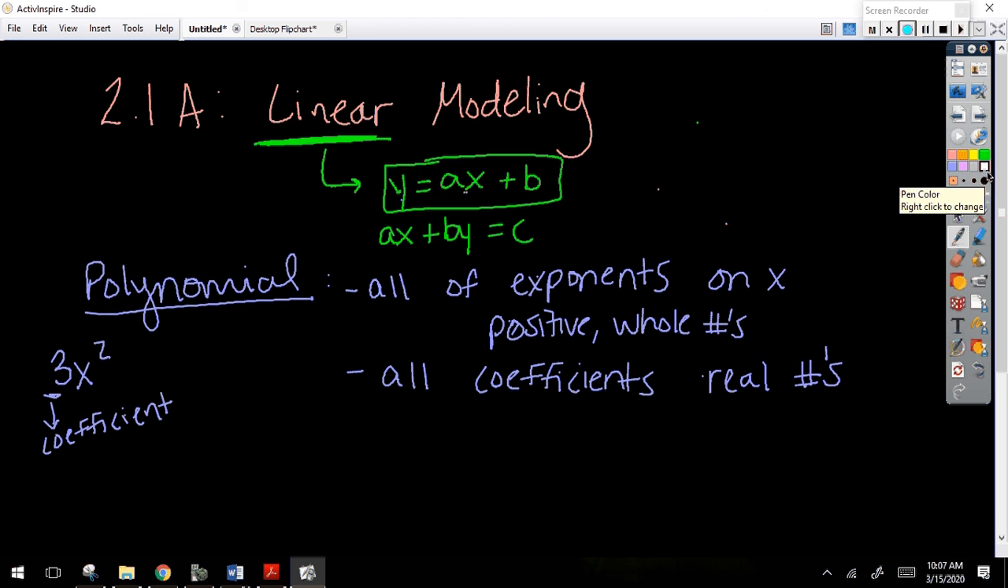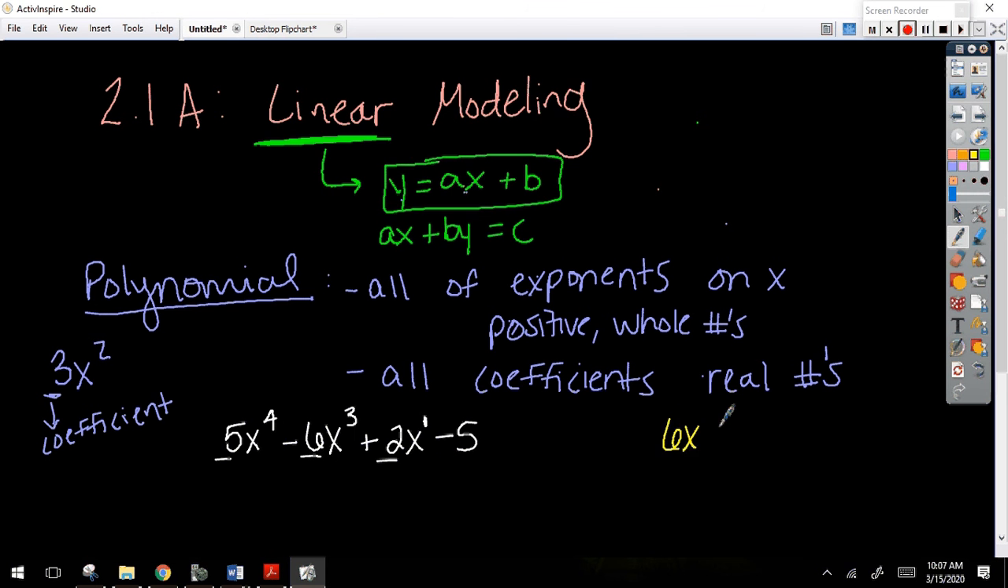So some examples of a polynomial might be 5x to the 4th minus 6x to the 3rd plus 2x minus 5. Okay, this is a polynomial. All of the exponents are positive whole numbers, and all of the numbers in front are real numbers. Now, an example of one that would not be a polynomial might be something like 6x to the negative 2 plus 5. Okay, because this is a negative exponent here, that tells me it is not a polynomial.